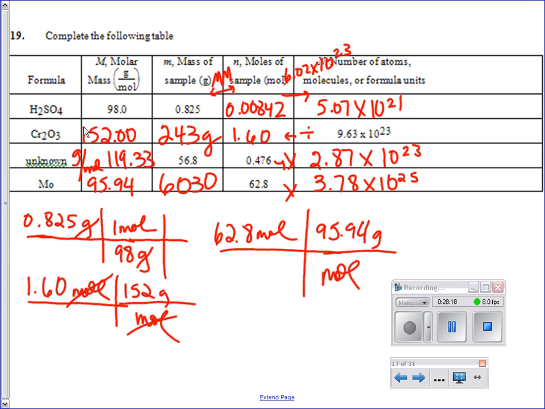I'm going to go back and put in what I did here. Here I multiplied. Here I multiplied. I keep doing it in the wrong column. So here I multiplied. Here I multiplied. This is for the people at home. Here I divided. And then here I multiplied.